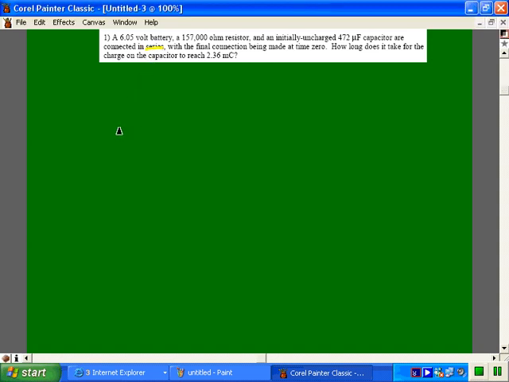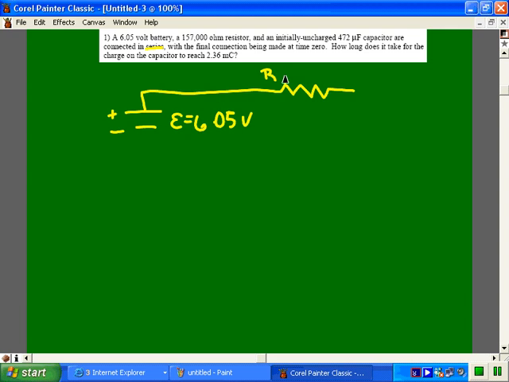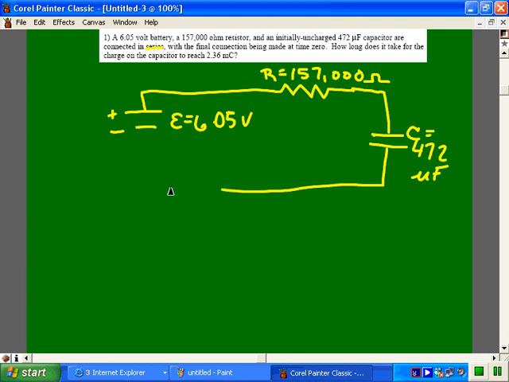So we will start with our battery, and a battery is represented with a symbol. It's got a positive side and a negative side, and the voltage across the battery is 6.05 volts. And then we have a resistor, which has a resistance of 157,000 ohms. And then next in the series we have a capacitor, which has a value of 472 microfarads. So we complete the diagram.